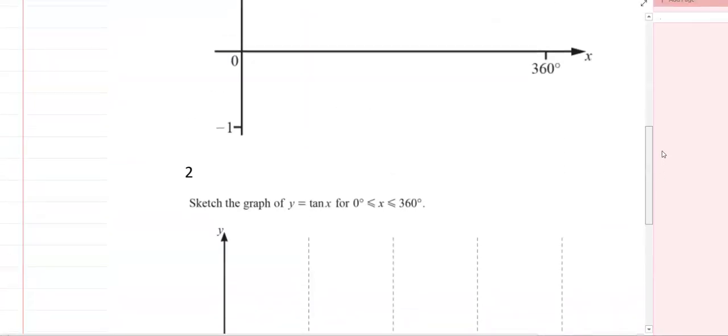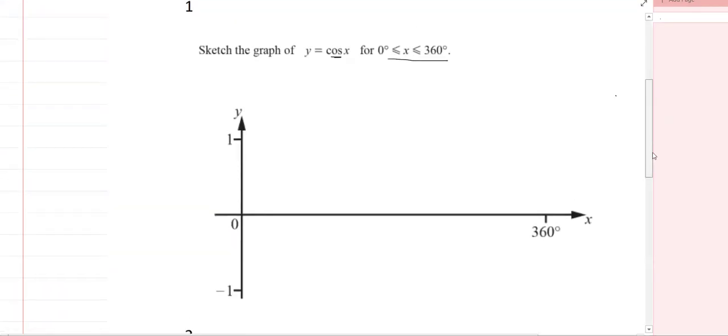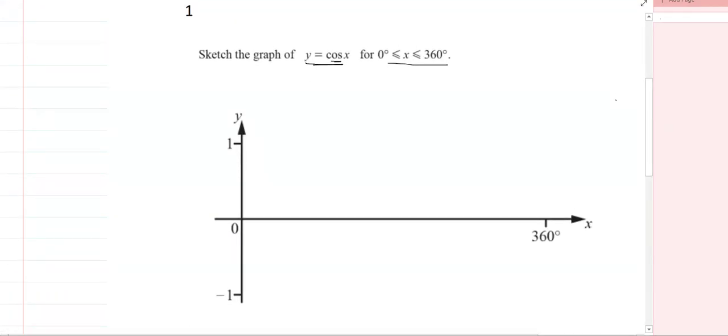For example, in this question, it has been given that you have to sketch y is equal to cos x from 0 to 360 degrees. The angle is given. I will come to tangent later. I told you tangent has slightly different properties. So first let's talk about the sine and cosine. This question I took from one of the recent past papers, and it says sketch y is equal to cos x.